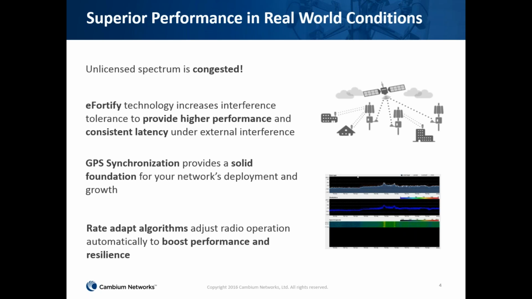So we dynamically adapt the modulation encoding scheme used for each SM in very fast time intervals constantly as the network's operating to make sure that it stays providing the highest reliable throughput that we can achieve.